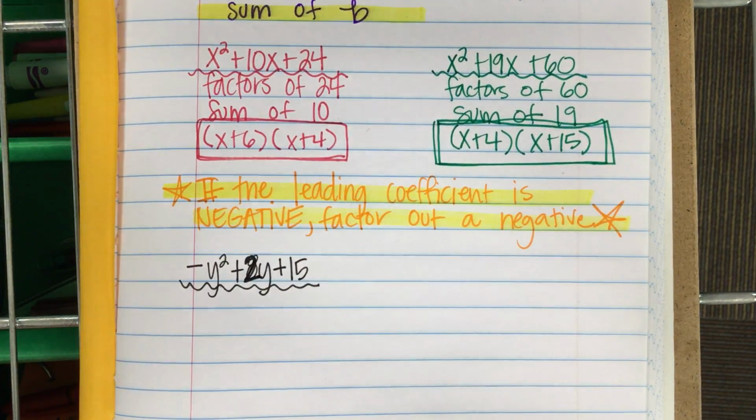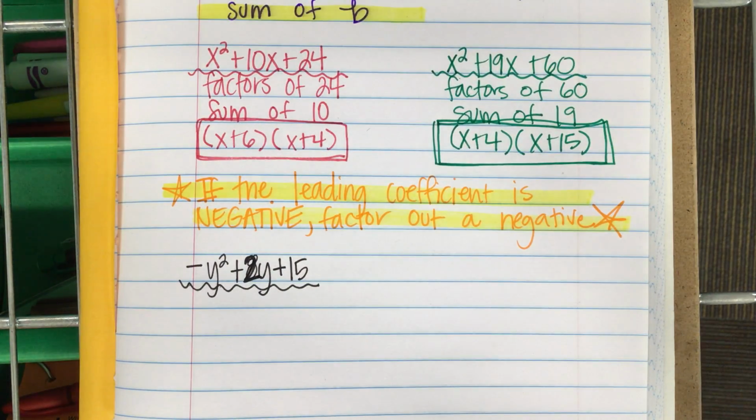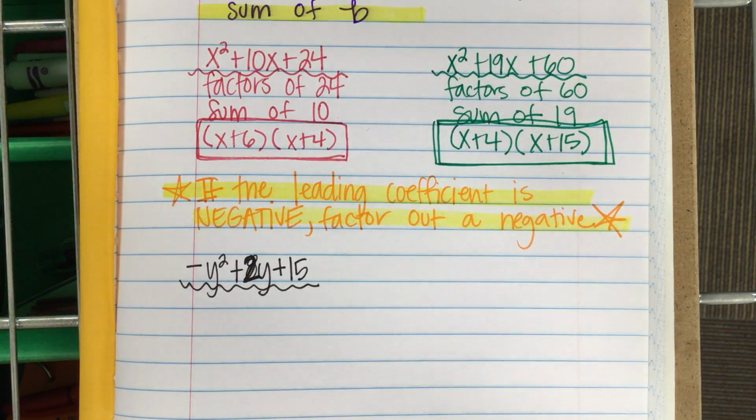Make that a 2. I told you I was trying to do mental math. It's hard to do mental math and talk. I cannot do factors of 15 that have a sum of 2. I can't yet.